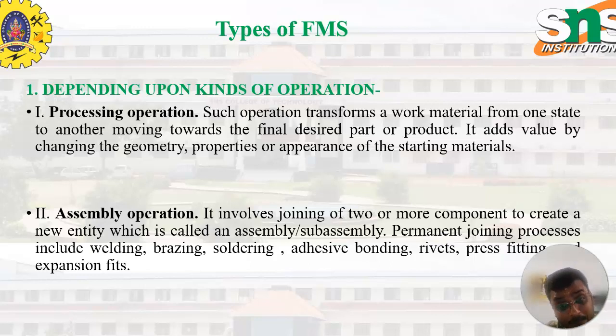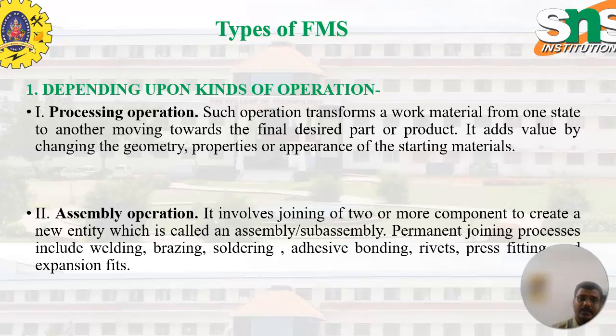Assembly operations come after completion of the processing operations. After completing that product, we make an assembly. It is the joining of two or more components to create a new entity, which is called an assembly or subassembly. Permanent joining processes include welding, brazing, soldering, adhesive bonding, rivets, press fitting, and expansion fits. These two are the main types in FMS. The processing operations and the assembly operations help to make the product easily and with quality.